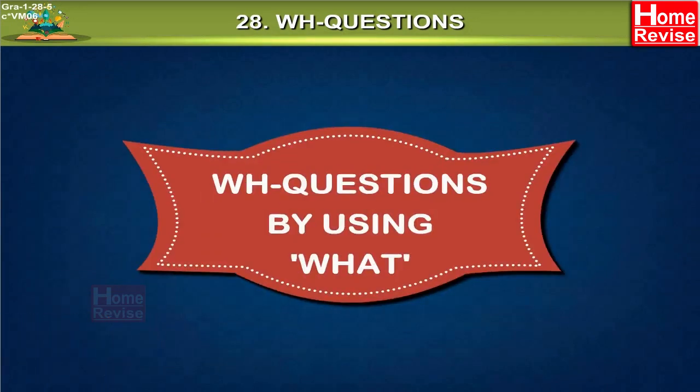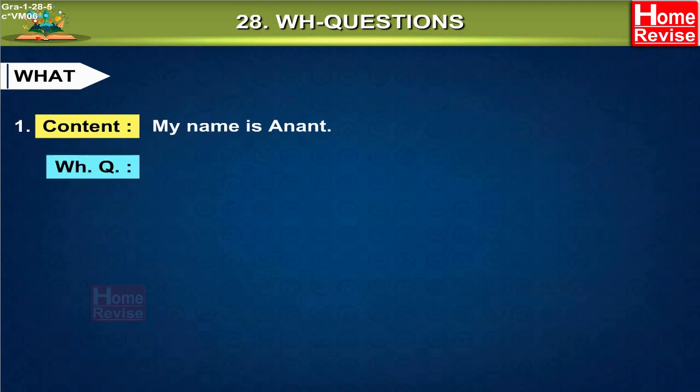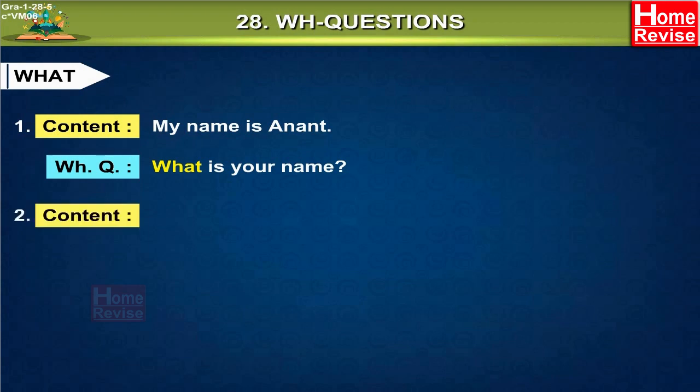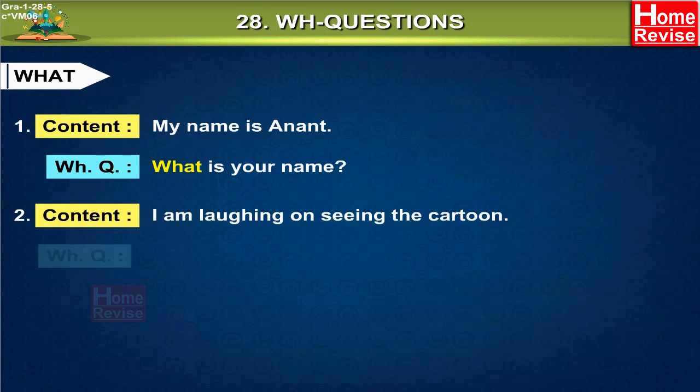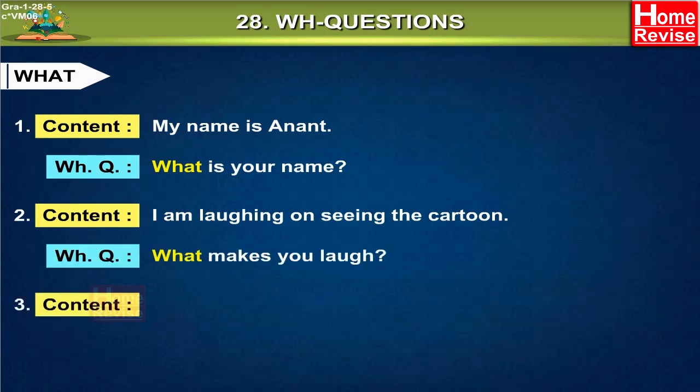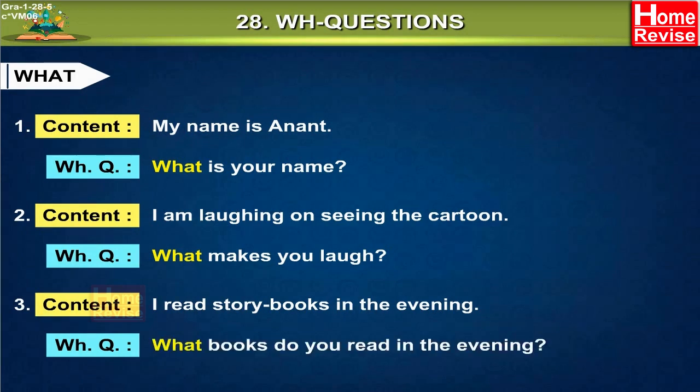WH questions by using what. What? 1. Content: My name is Anant. WH question: What is your name? 2. Content: I'm laughing on seeing the cartoon. WH question: What makes you laugh? 3. Content: I read storybooks in the evening. WH question: What books do you read in the evening?